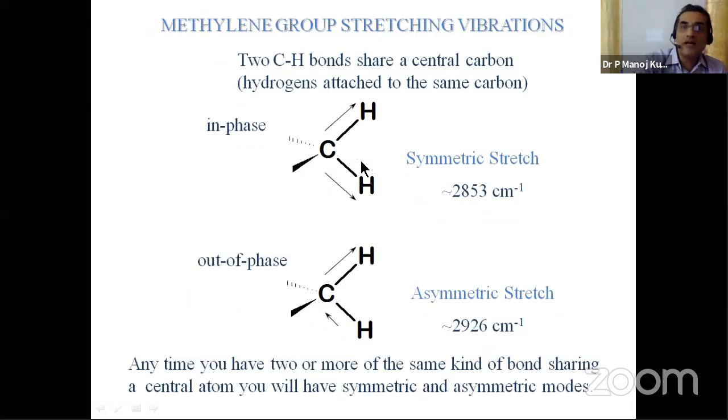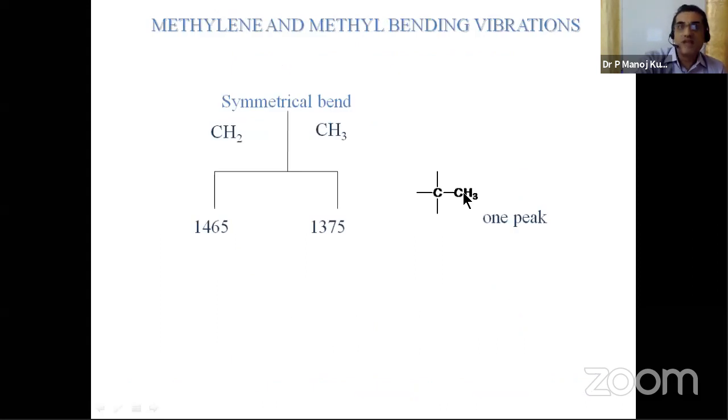Next we come across the methylene group, CH2. Again you will have symmetric and asymmetric stretching, which we already discussed at length. Asymmetric occurs at the higher wave number 2926, and symmetric at the lower wave number 2853. Please make a note of these groups. Similarly, we talked about stretching vibrations. What about the bending vibrations? Bending vibrations are also diagnostic bands.